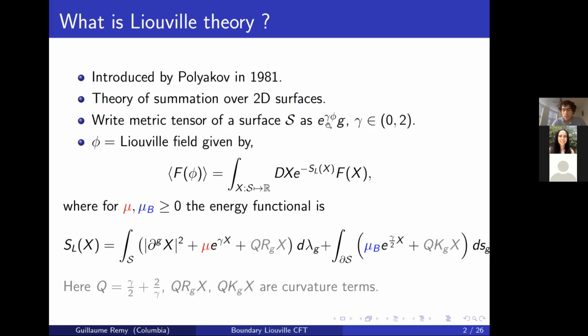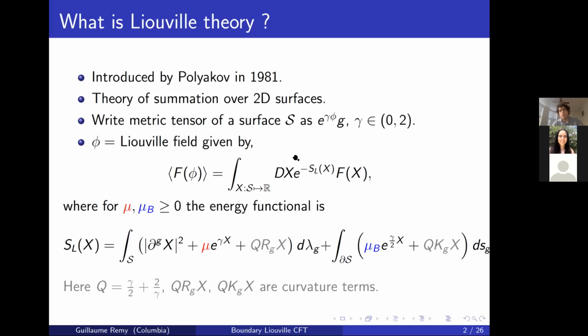So the way he describes this is if you have some surface S, say, and you write your Riemannian metric tensor in this diagonal form, so you have a fixed reference metric G, say, and then in front, you put a positive function that you write e to the gamma phi, where gamma is this fundamental parameter in (0, 2). And phi is going to contain the randomness. It's your random field, the Liouville field.